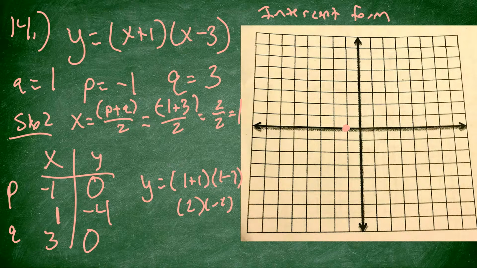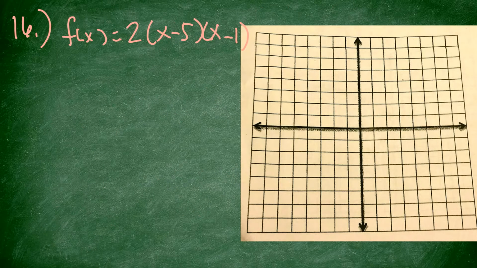Negative 1, 0, put a dot. 3, 0, put a dot. 1, negative 4. Alright. That's my axis of symmetry. I just double check to make sure it looks right. It does. Remember, it's a U, not a V. There we go. That's it for 14.